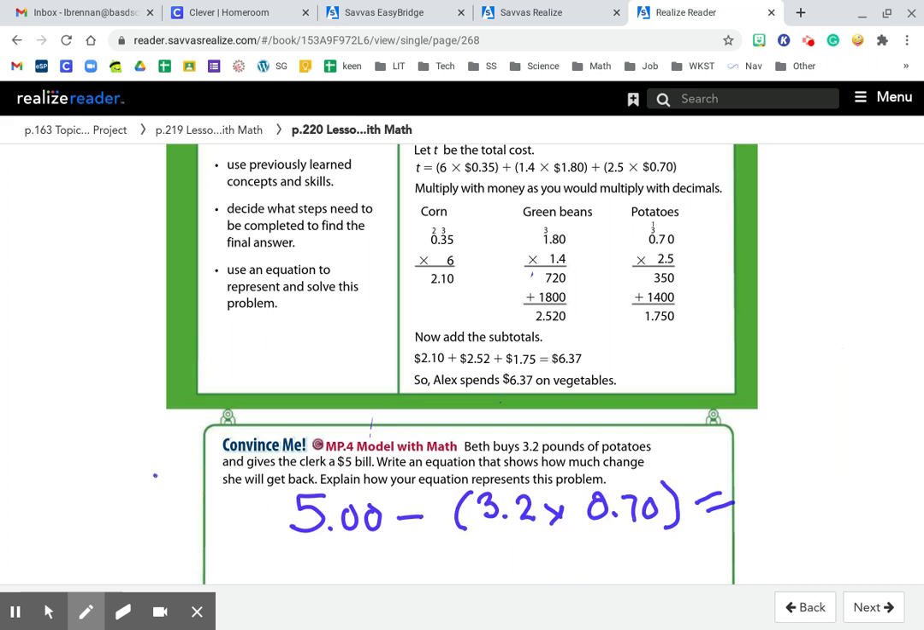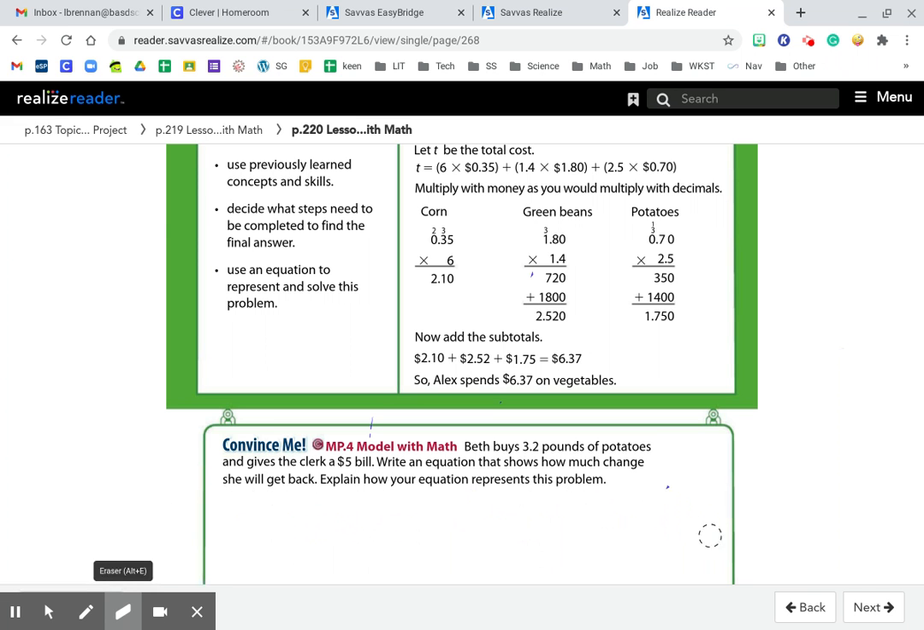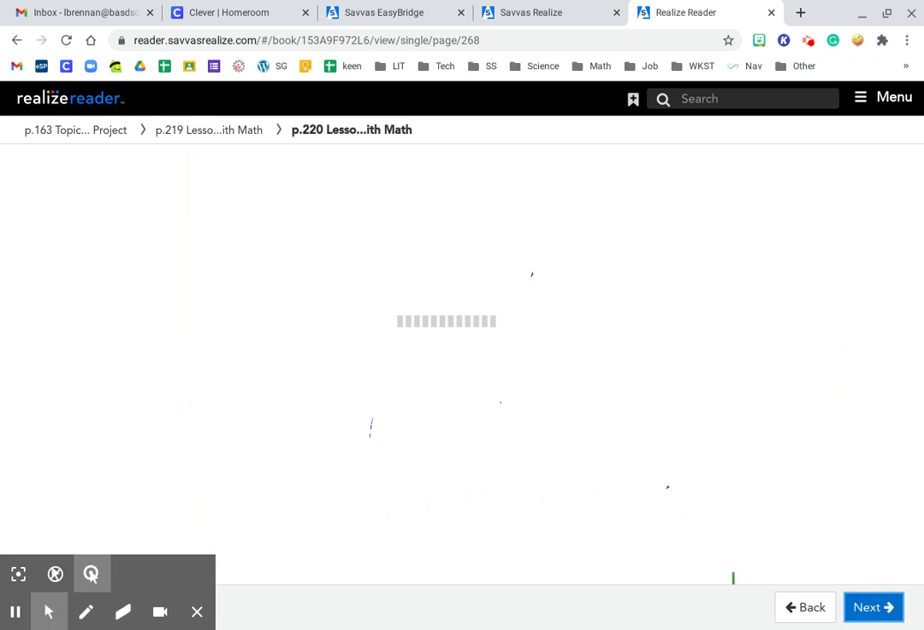So that's writing an equation, the writing equation model. You don't even have to solve that one. They just wanted you to write the equation. Can you write the equation? Moving on.